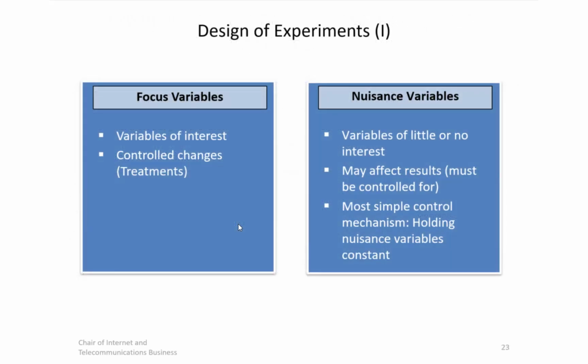Now let's move on to some design of experiments. So the design of experiments should break down into different boxes, where one box should be on what the focus variables are that you're interested in. That is, what are the variables of interest, and what are the control changes you're looking at that will impact your variable of interest. Okay. Next, it's also important to understand what the nuisance variables are, of little or no interest, which may affect results and have to be controlled for. And the simplest control mechanism would be to hold the nuisance variables constant.